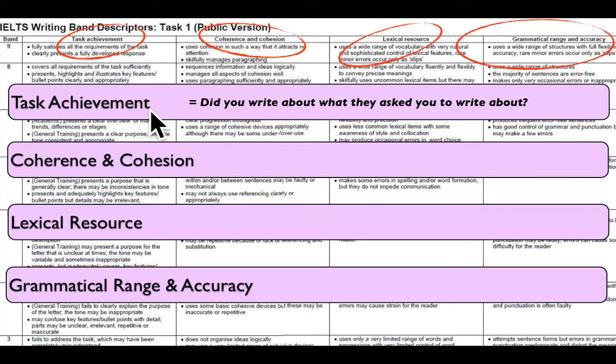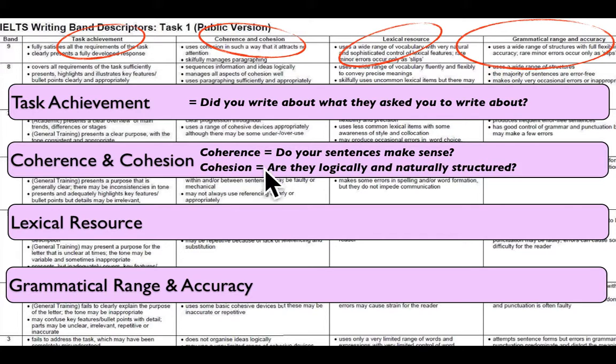Task achievement is very simple. This means, did you write about what they asked you to write about? Coherence and cohesion. Coherence means, do your sentences make sense? And cohesion asks, are they logically and naturally structured?